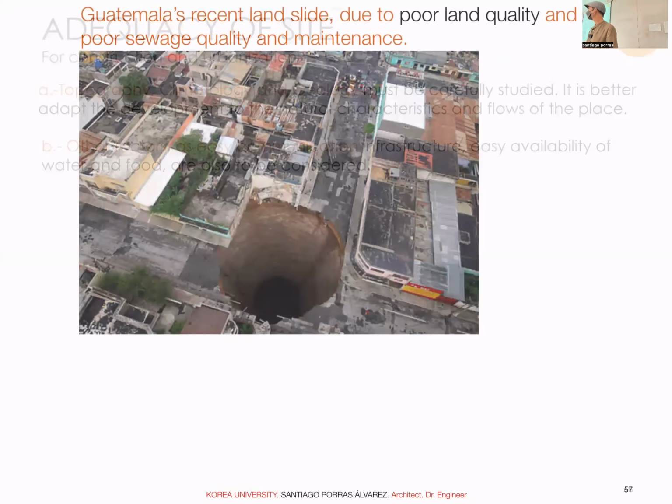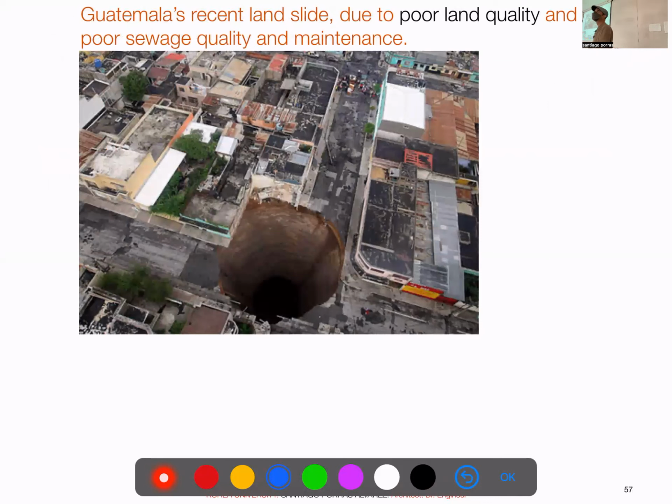And then we have this. This is Guatemala. It's a huge cavity created on the ground. This is very extreme, but it happens very often in many cities where you have this kind of ground. And this is just not having proper maintenance of the sewage system, but also because of not being on proper ground for a city.